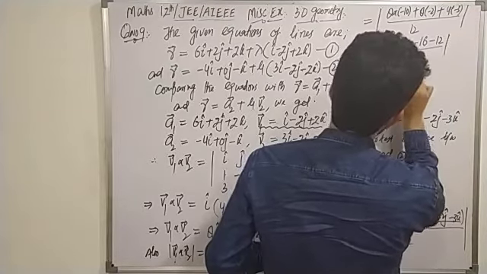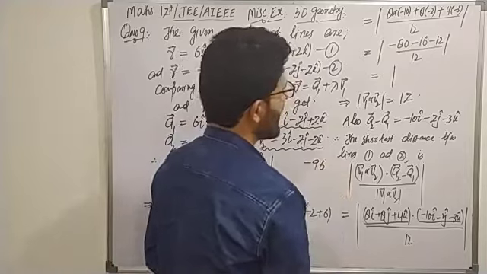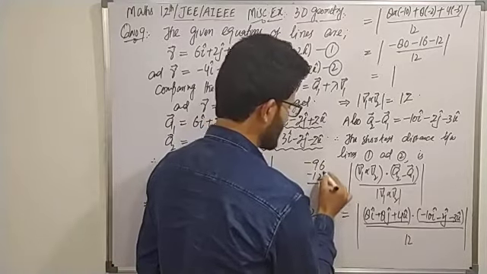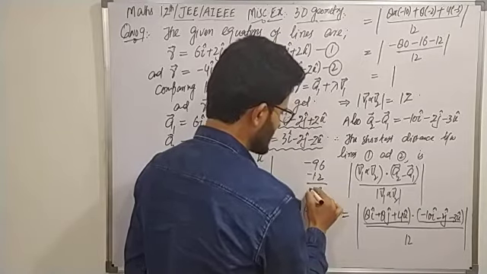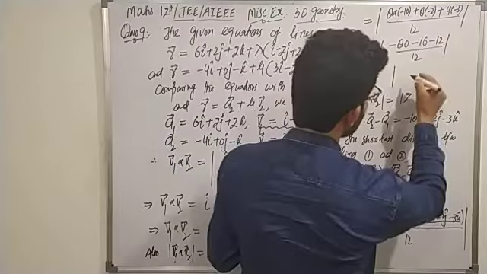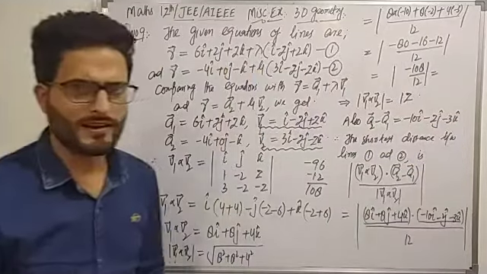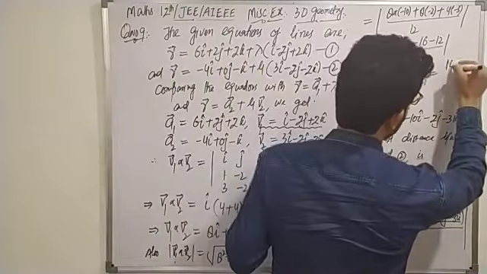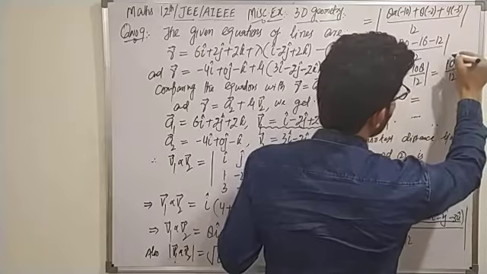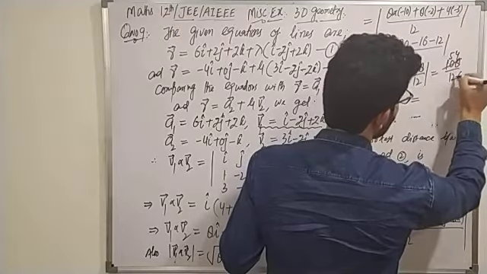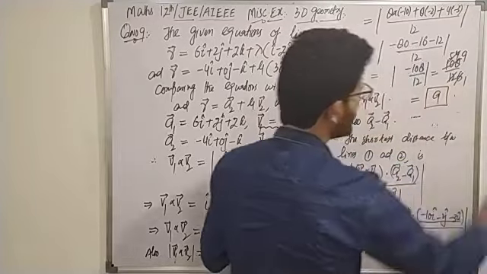So that will come out to be mod of minus 80 minus 16 is minus 96, and minus 96 minus 12 is 108. So minus 108 divided by 12. Mod of minus 108 is obviously equal to 108, so 108 divided by 12. Now simplify that: 12 times 9 is 108, so the value must be equal to 9.